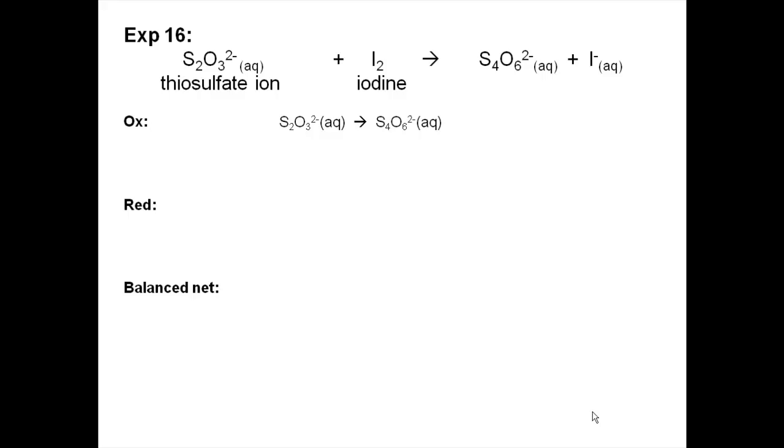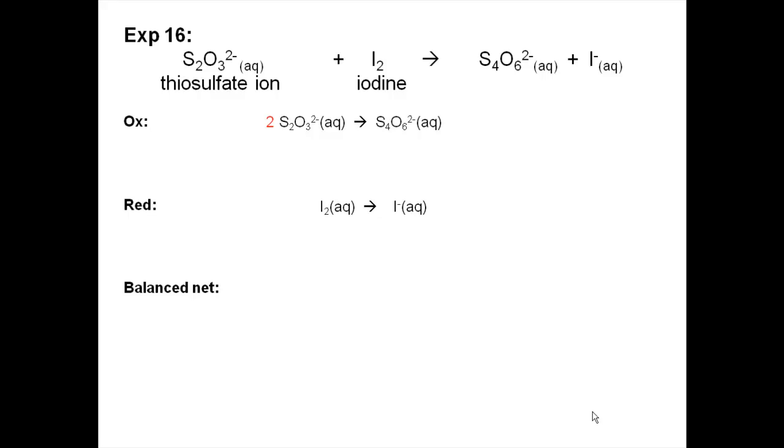It's going from a 0 state to a -1. Next thing we have to do is balance the atoms. We see for the oxidation that I have 2 sulfurs on the reactant side and 4 sulfurs on the product side. So we're going to have to multiply the reactant side by 2. And when we do that, that balances the atoms.